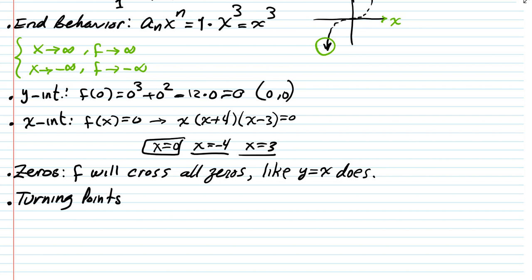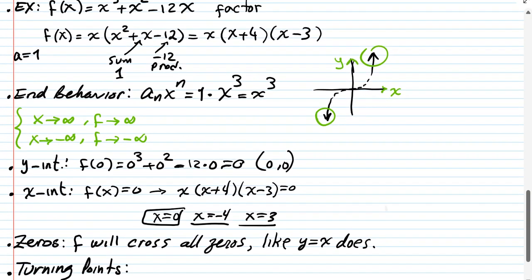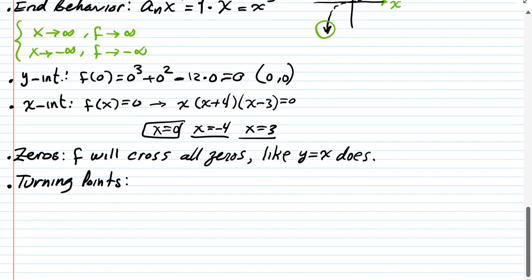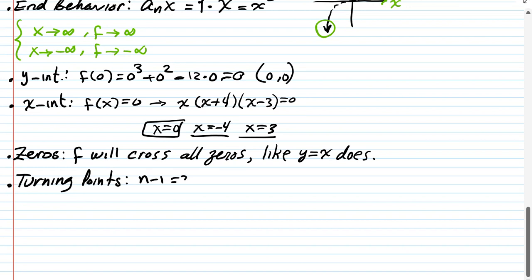Turning points is going to be the degree. This was a third degree, correct? Yes. x cubed. This is going to be 3 minus 1, n minus 1. And 3 minus 1, at most 2. So you could have 2, 1, or none, at most 2.